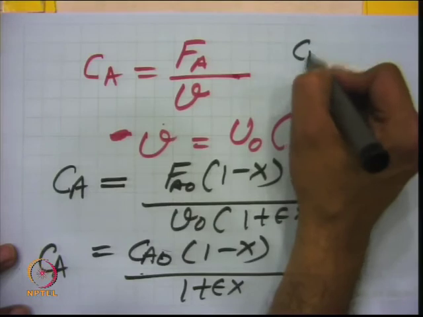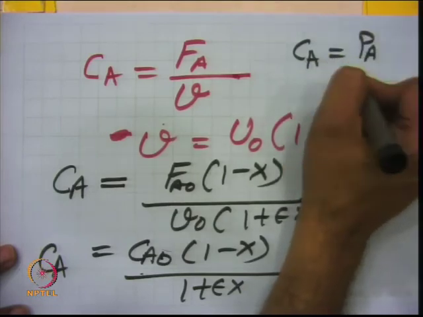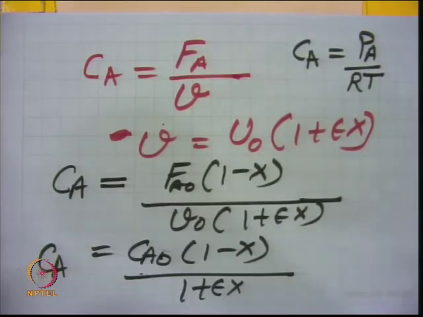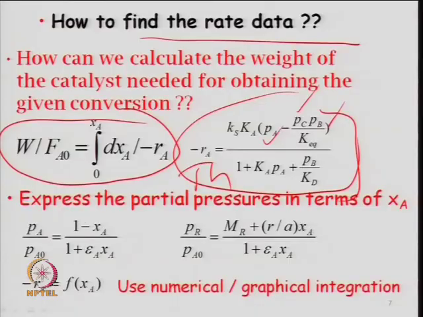So, you know Ca is equal to P A upon R T, right, P V is equal to N R T, N by V is your molar concentration. So, Ca is equal to P upon R T, and the partial pressure P A will change with conversion, right, the partial pressure of the reactant species, because partial pressure depends on the moles. So, moles of A decrease. That finally gives you the expression P A is equal to P A naught (1 minus x A) over (1 plus epsilon x A), right.